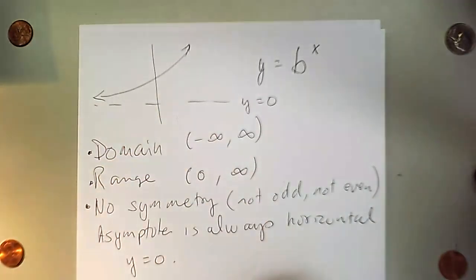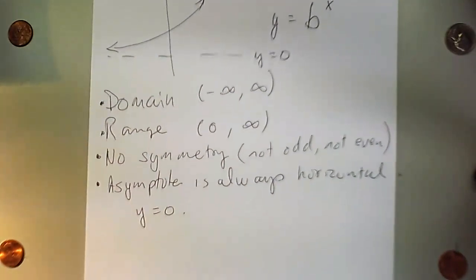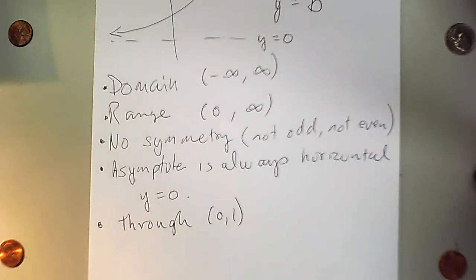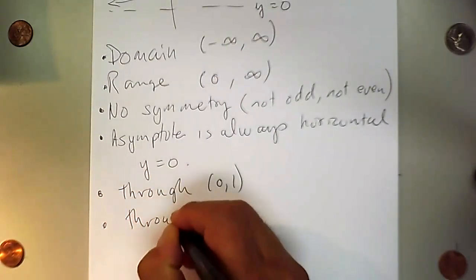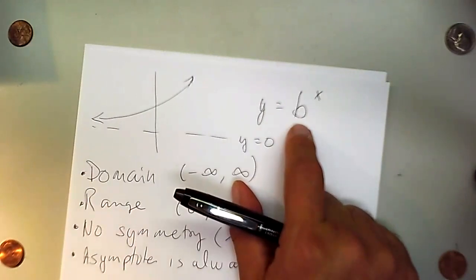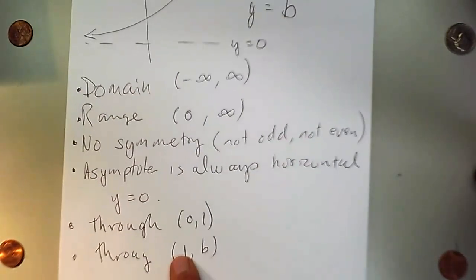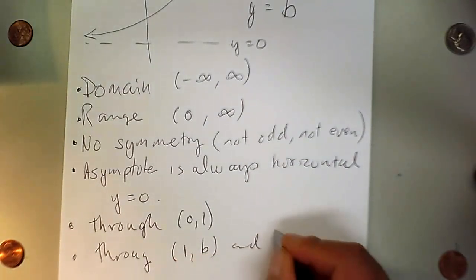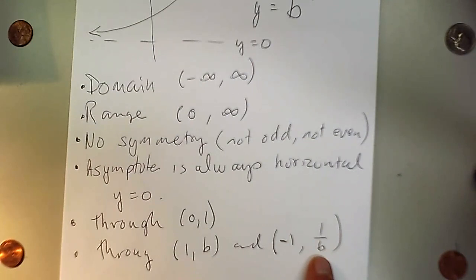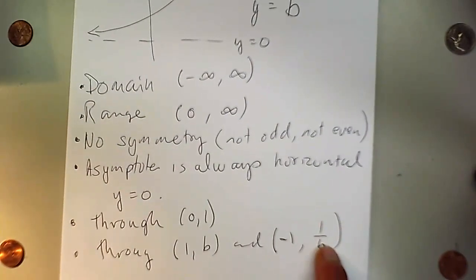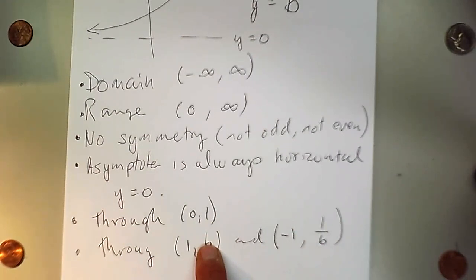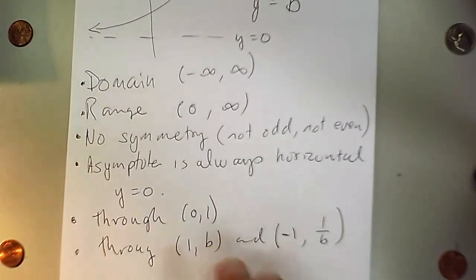I'm going to put a bullet. No symmetry. We got a horizontal asymptote, and the graph always goes through (0, 1). It also goes through (1, b). So in general, if we don't know what the base is and we just generically call it b for base, then we will go through (1, b) and (-1, 1/b). Now mind, if b is a small fraction, such as a half, then the reciprocal is 2. So if b is small, 1 over b is big. If b is big, then 1 over b is small. So they flip flop.